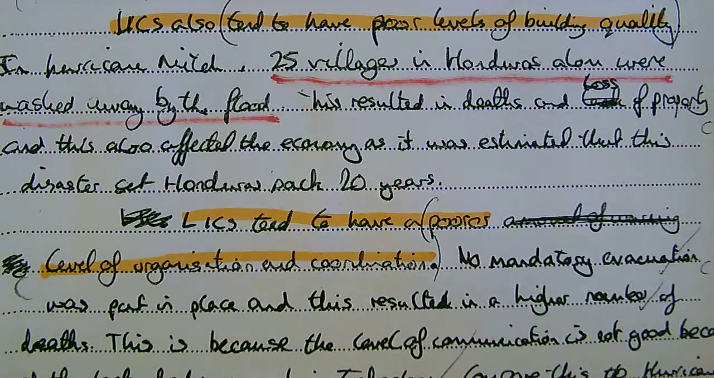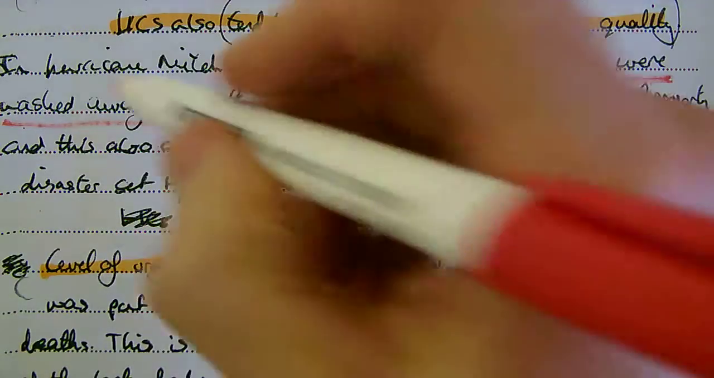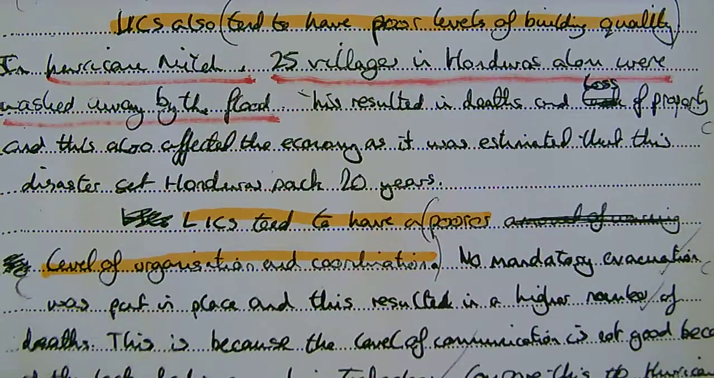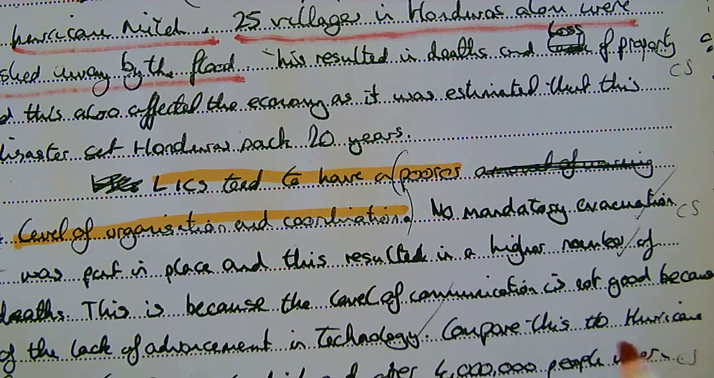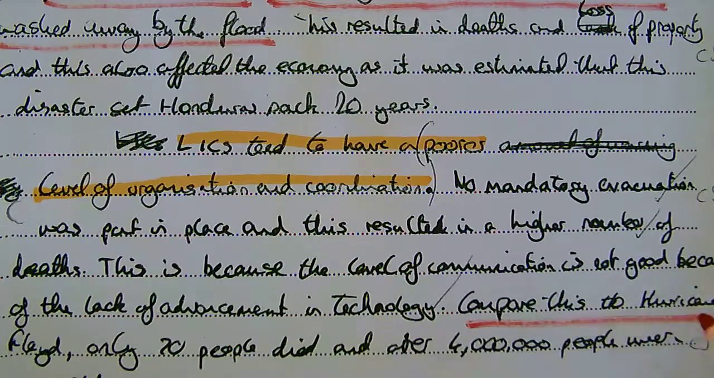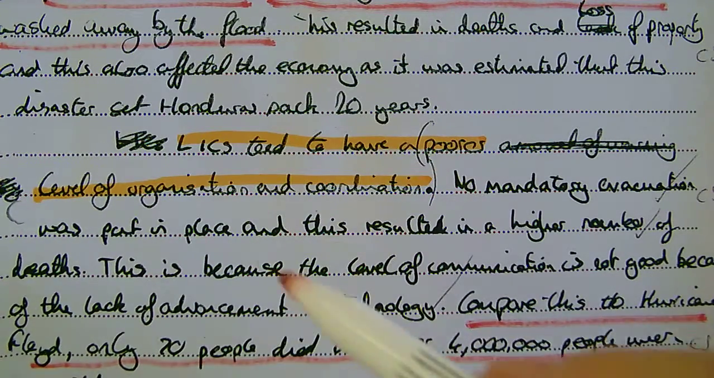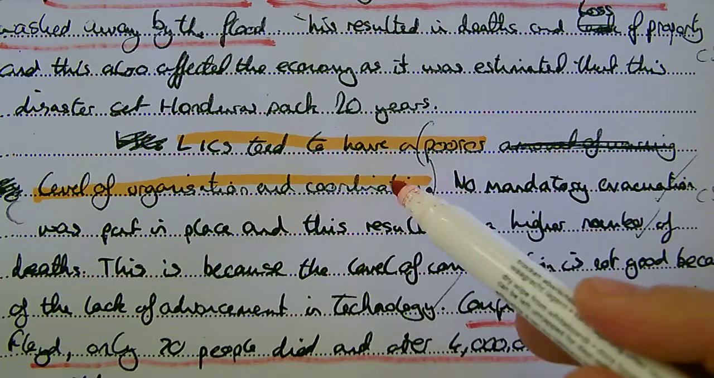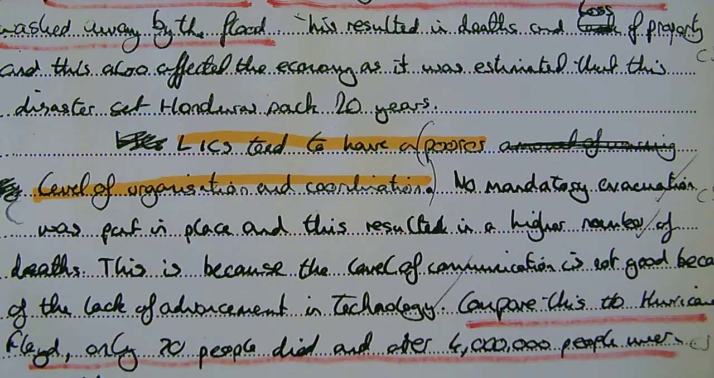So here, 25 villages in Honduras were washed away in Hurricane Mitch. And further down here, if we look to evidence, there's a little bit of evidence at the bottom here, looking at Hurricane Floyd and evacuation, which relates to the level of organisation and coordination.